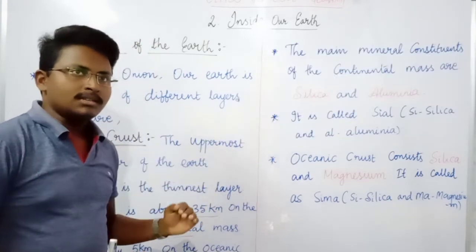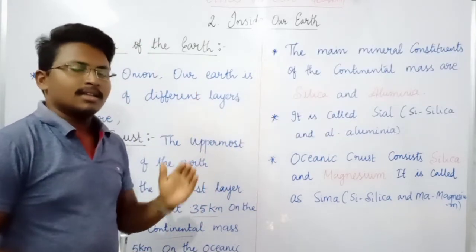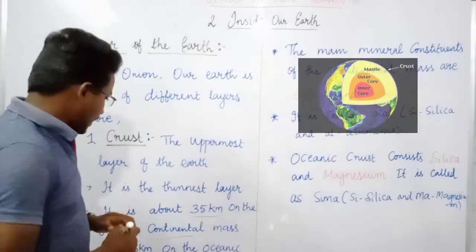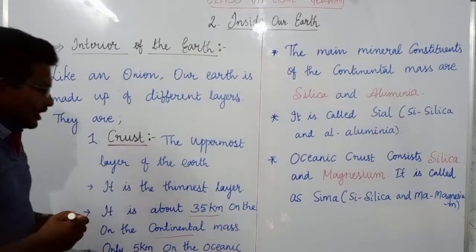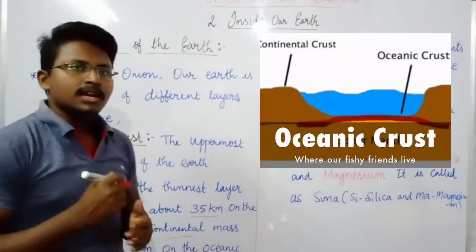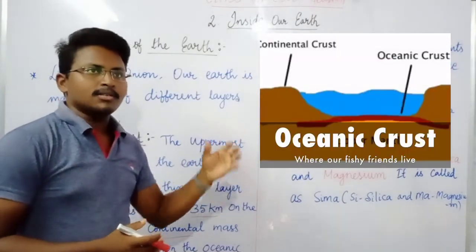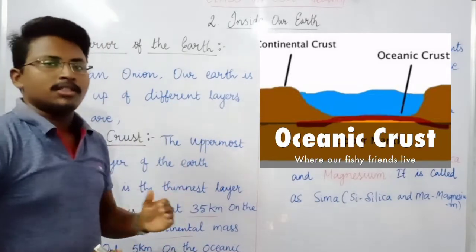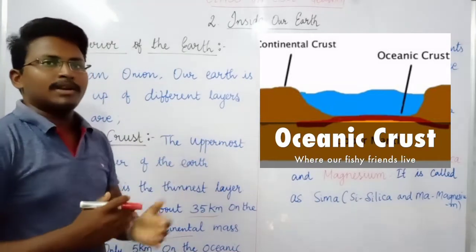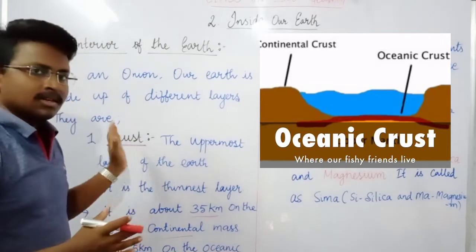Then below the crust you can find another layer, that is the mantle. On the oceanic crust, it is only about 5 kilometers. Oceanic crust means the floor of the ocean. If you dig inside the ocean up to 5 kilometers, we can find this crust.